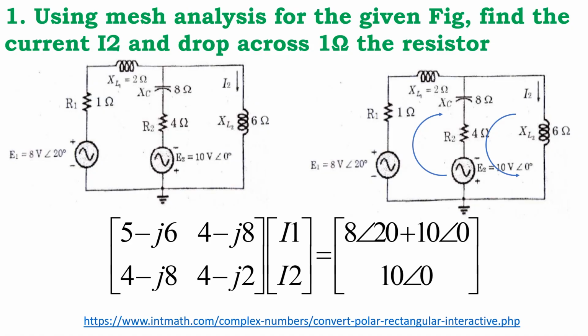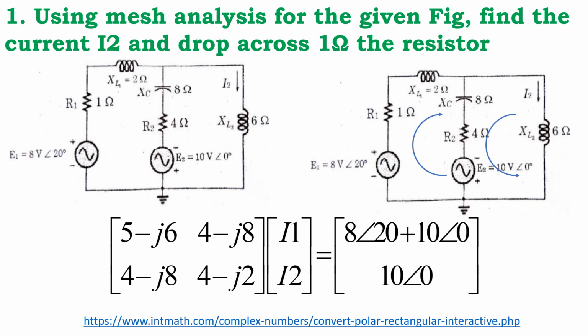Please practice the above method to convert different types of polar to rectangular and rectangular to polar. Then only can you easily solve the problems in AC. Okay, we'll go to the first problem. Using mesh analysis for the given figure, find the current I2 and the drop across the 1 ohm resistor.